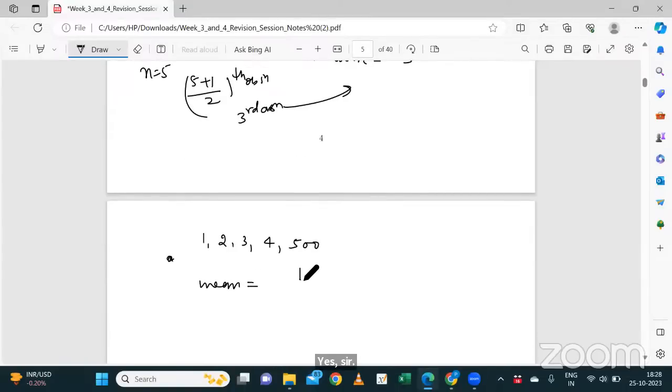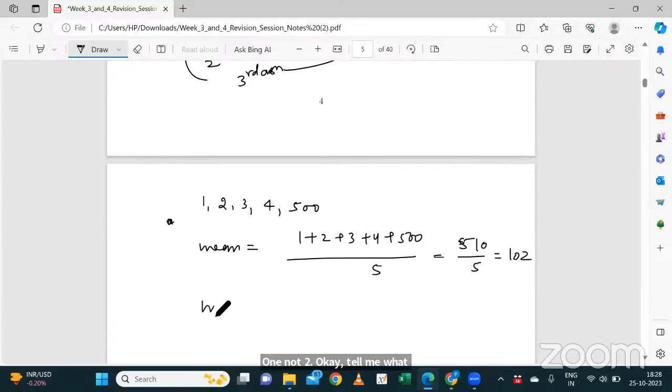What will be the mean of this? It will be 1 plus 2 plus 3 plus 4 plus 500, divided by 5. So it will be 510, divided by 5, which is 102. Okay, tell me, what about the median of this data set? Three. It won't change. It's 3.